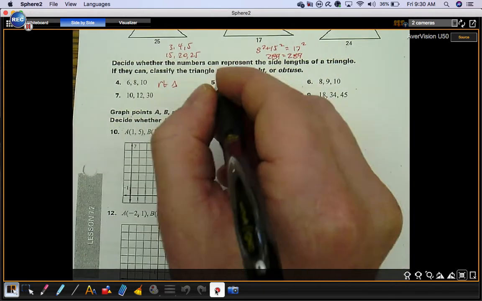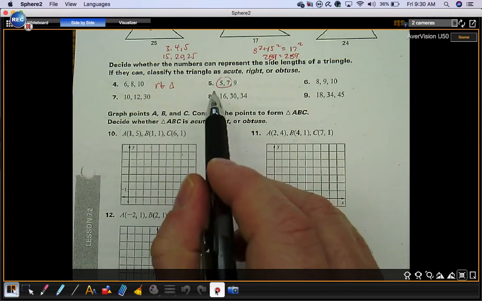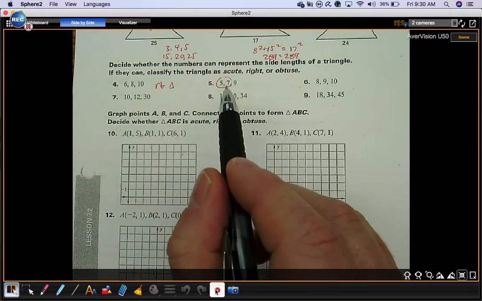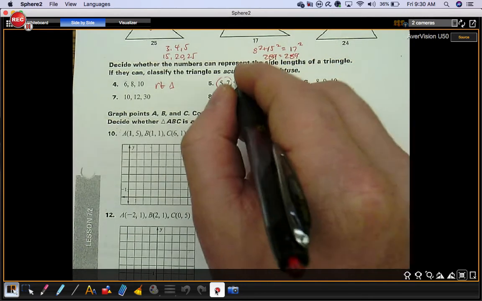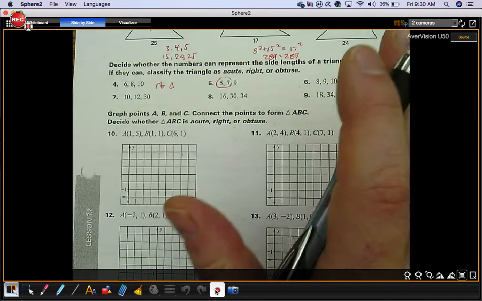Your two smallest sides together, when you add them, better be bigger than the biggest. 5 plus 7 is 12. 12 is bigger than 9. So this is a triangle. That's what you do first.